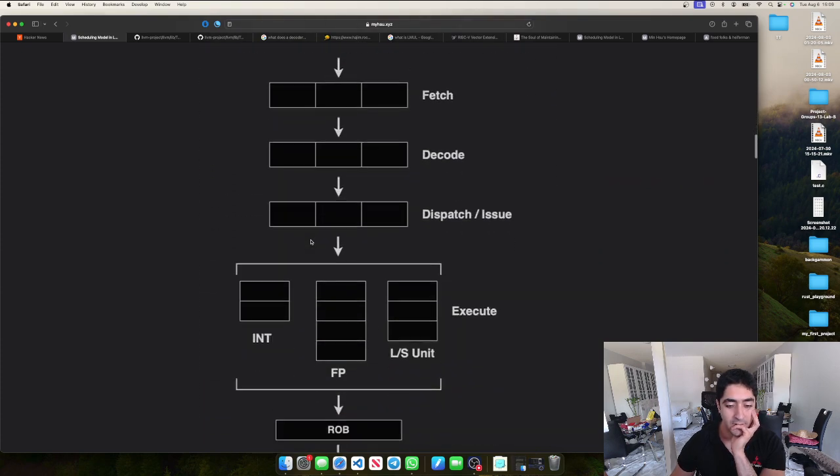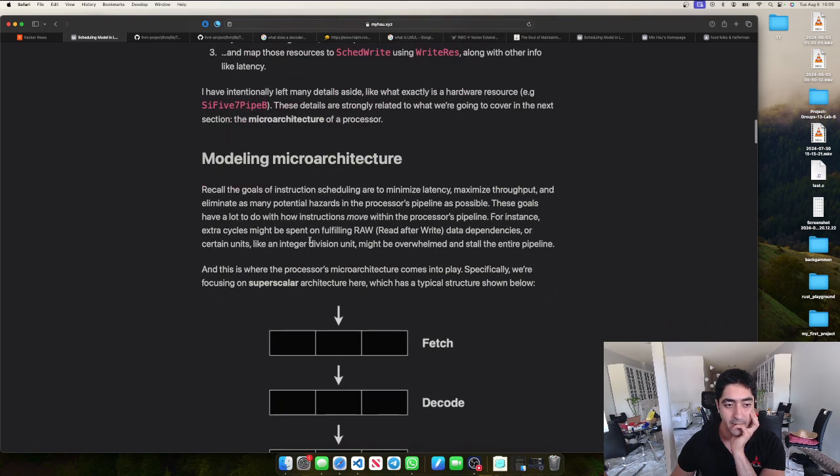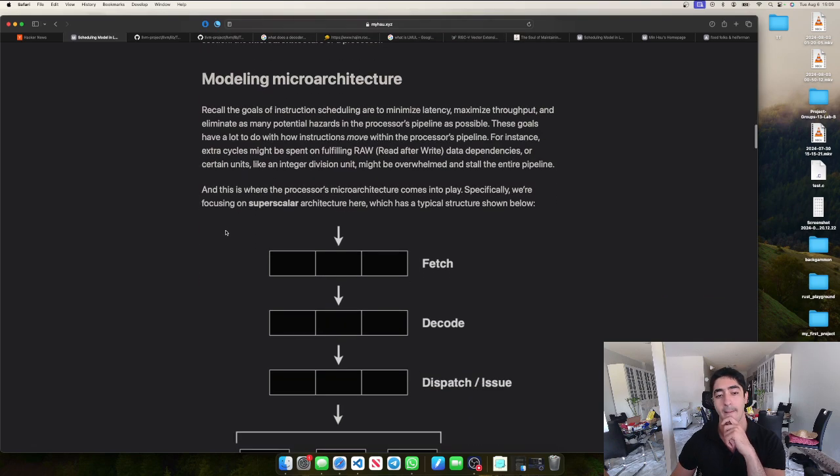And we have this basic one, modeling microarchitecture. Recall the goals of instruction scheduling are to minimize latency, maximize throughput, and eliminate as many potential hazards in the processor's pipeline as possible. These goals have to do with how instructions move within the processor's pipeline. For instance, extra cycles might be spent on fulfilling RAW, read after write, data dependencies, or certain units like an integer division unit might be overwhelmed and stall the entire pipeline.